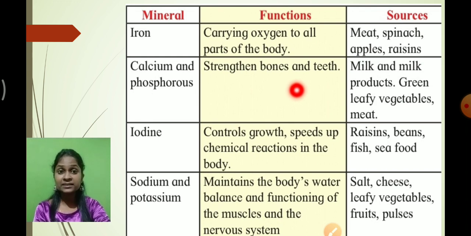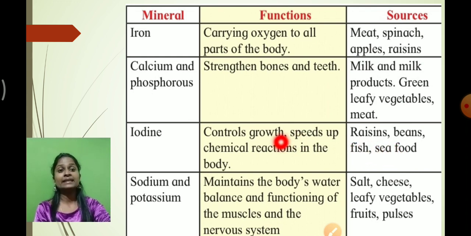Where will we get calcium and phosphorus? Milk and any type of milk product like butter, cheese, curd, etc. Milk and milk products, and at the same time green leafy vegetables. They are rich in calcium as well as phosphorus. Then later on, what is important? Iodine. What is the function of iodine? It controls growth and it speeds up the chemical reactions which are present in our body. And from where will we get iodine? We will get iodine from raisins, beans, fish, etc.